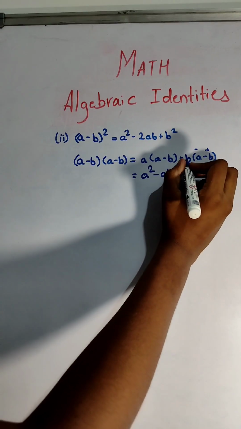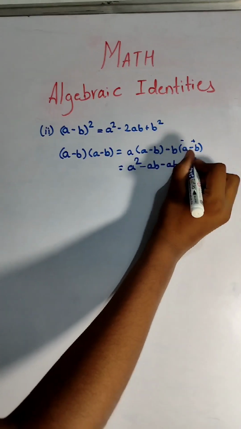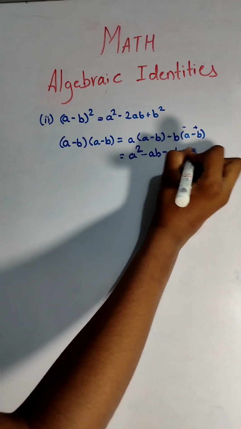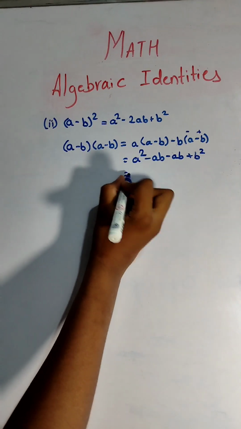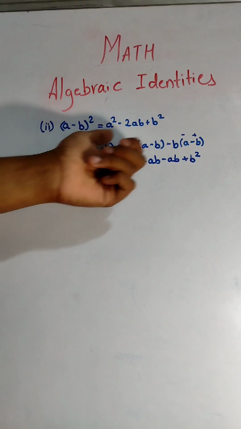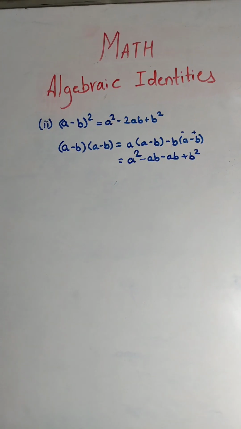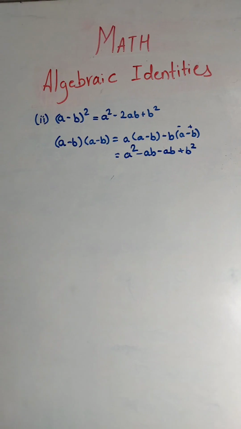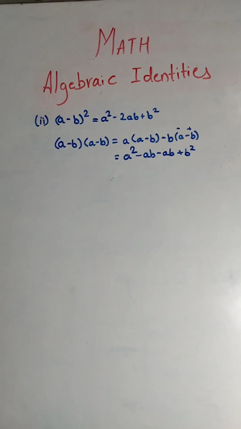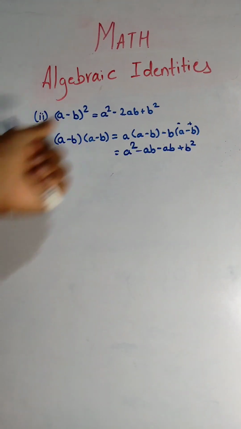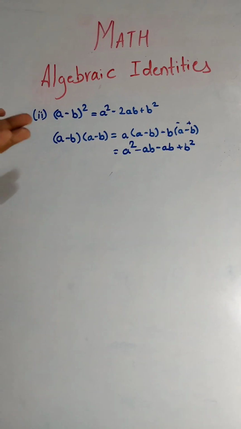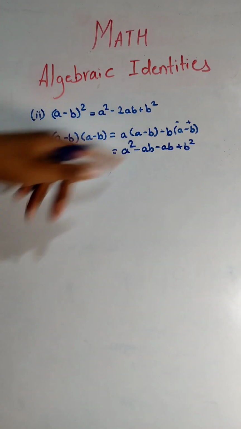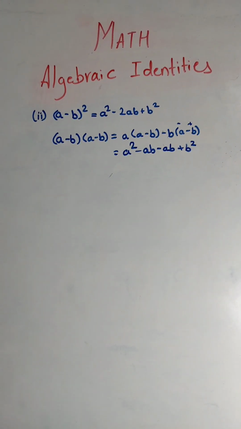And then there's a plus b and there's a plus b here. So b into b will give b square. And this of course is equal to what we've already learned over here: (a minus b) whole square is equal to a square minus 2ab plus b square. Okay, so now we know how (a minus b) whole square becomes a square minus 2ab plus b square.